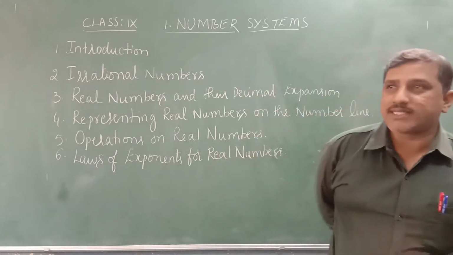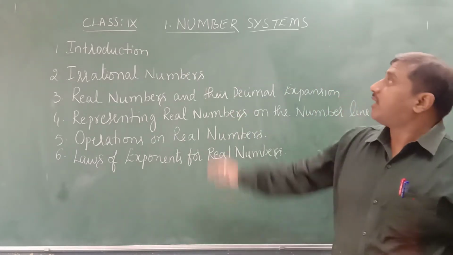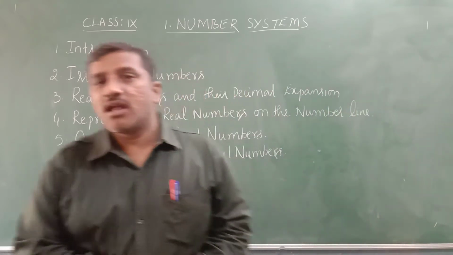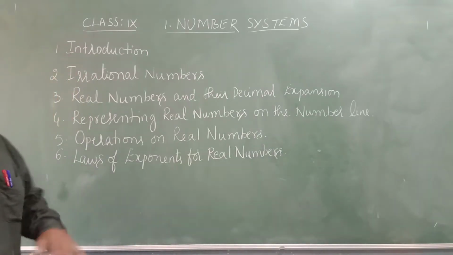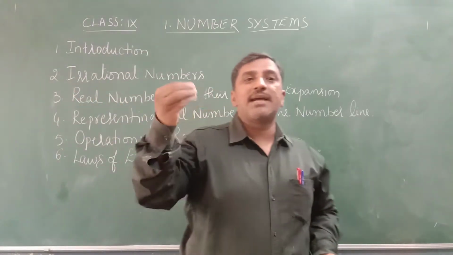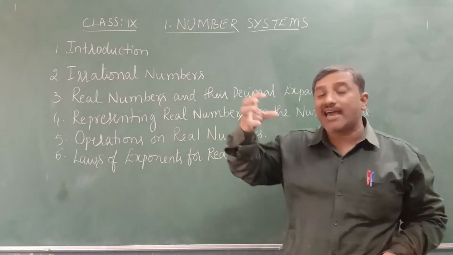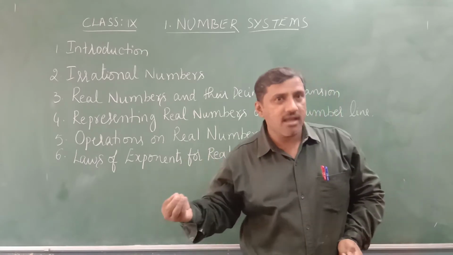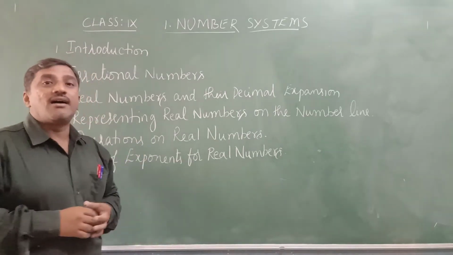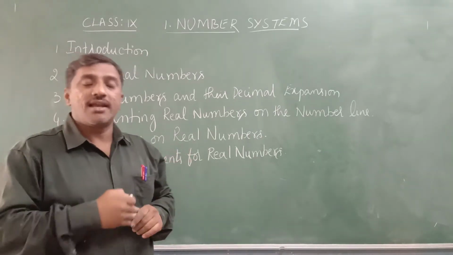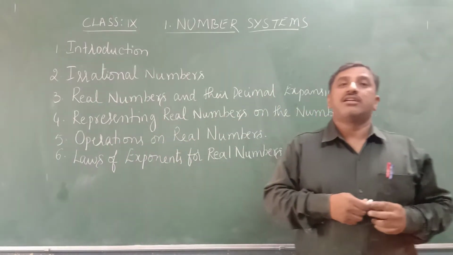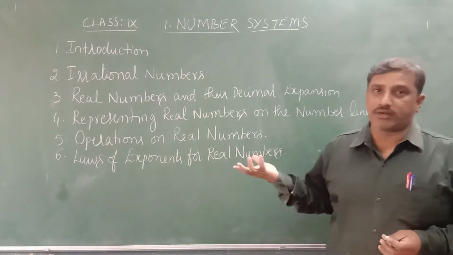So today we are going to discuss the first chapter, number systems. In this chapter we are going to discuss the topics: introduction. Under introduction we are going to discuss different types of numbers that we discussed in earlier classes, such as natural numbers, whole numbers, integers and rational numbers, and finding rational numbers between two given rational numbers or more.